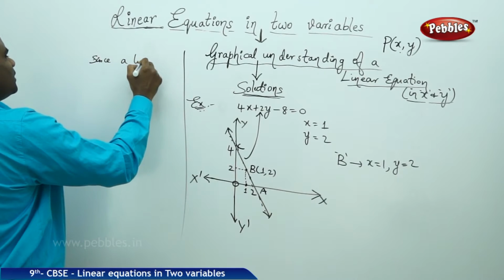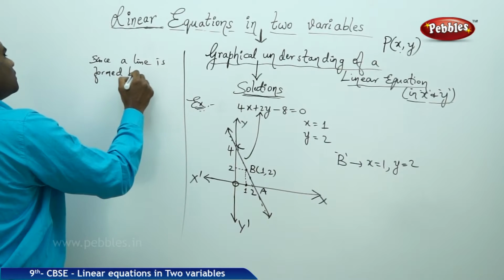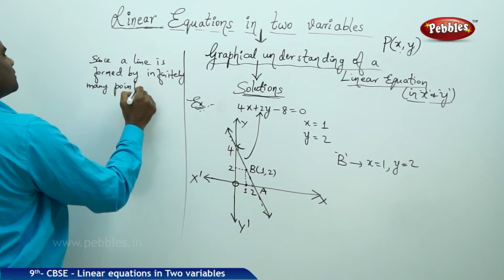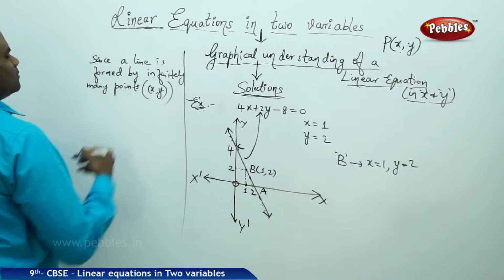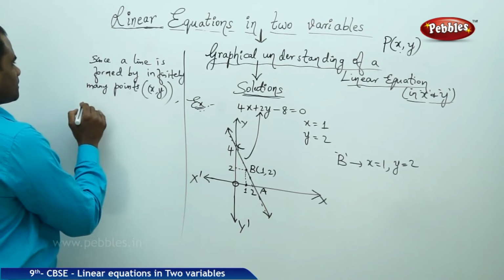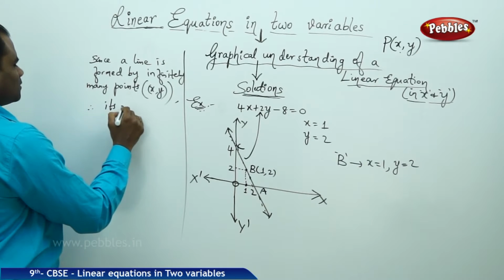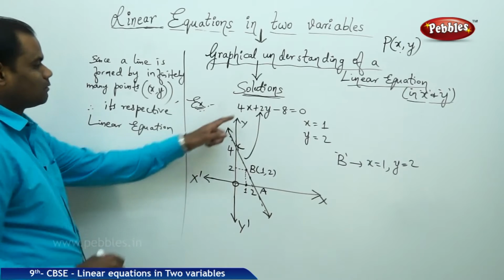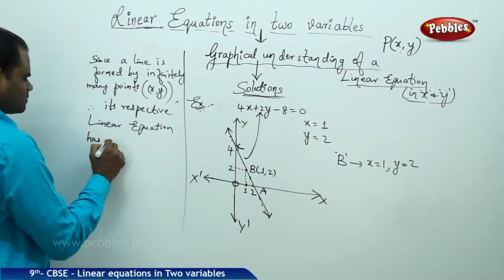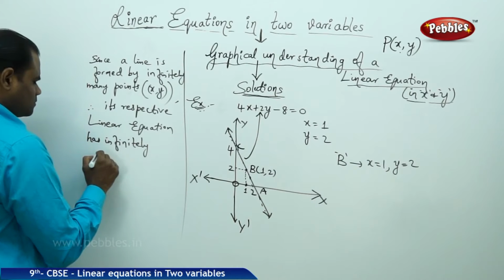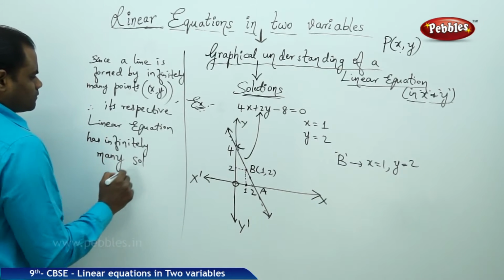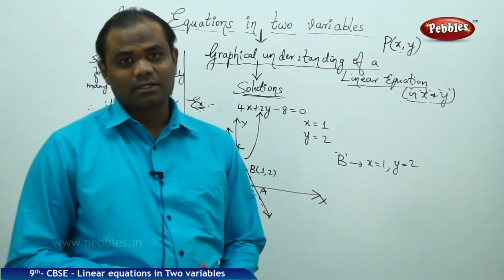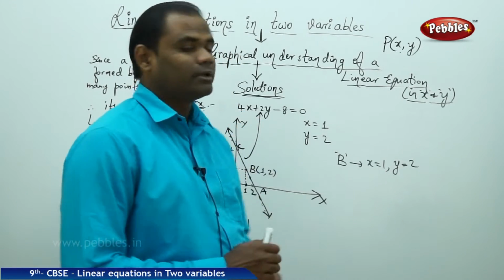since a line is formed by infinitely many points x comma y, therefore its respective linear equation, as in this case being this, has infinitely many solutions, is how I understand the infinitely many solutions connected with the given line.